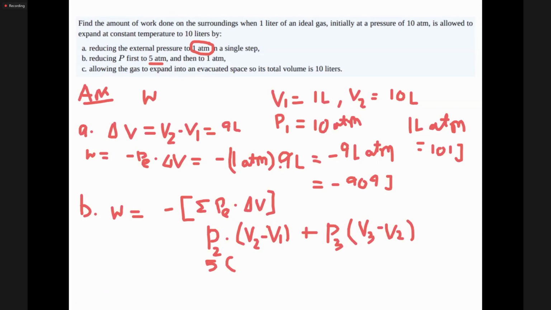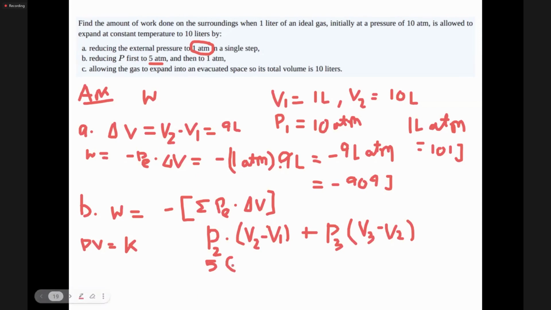Now, for how we will calculate V2 and V1, here comes Boyle's law. That is PV is equal to constant. From Boyle's law, we have to calculate what will be the volume, that is V2 over here. This V2 will not be considered, because you see over here, this V2 was for the final case. But here the process is different. They are reducing P first to 5 atmosphere and then to 1 atmosphere. So in this case, what will be the V2?